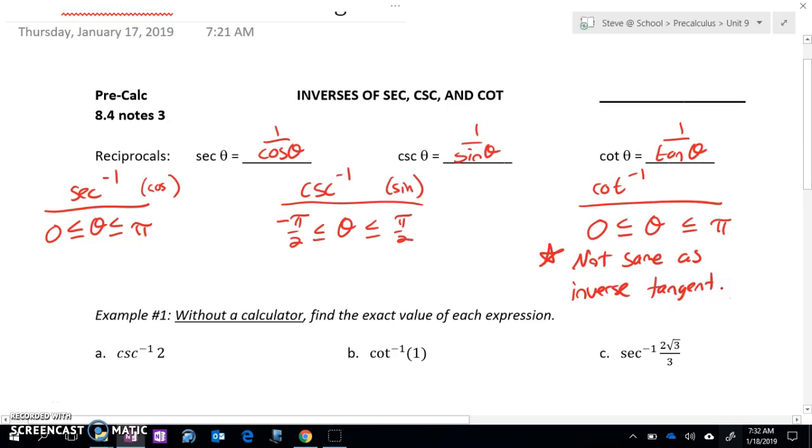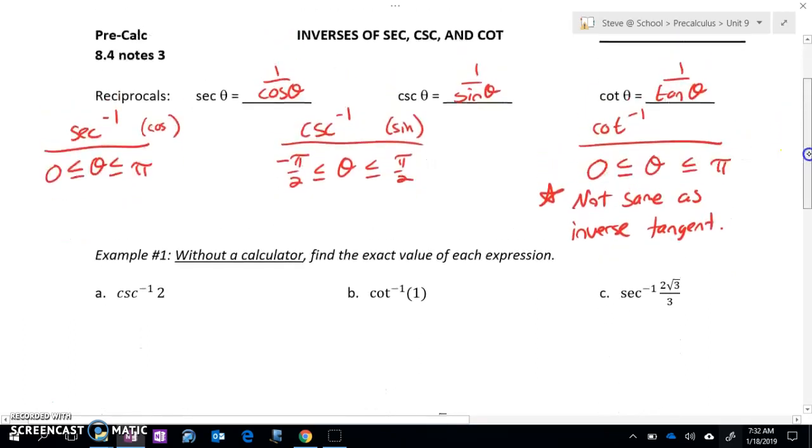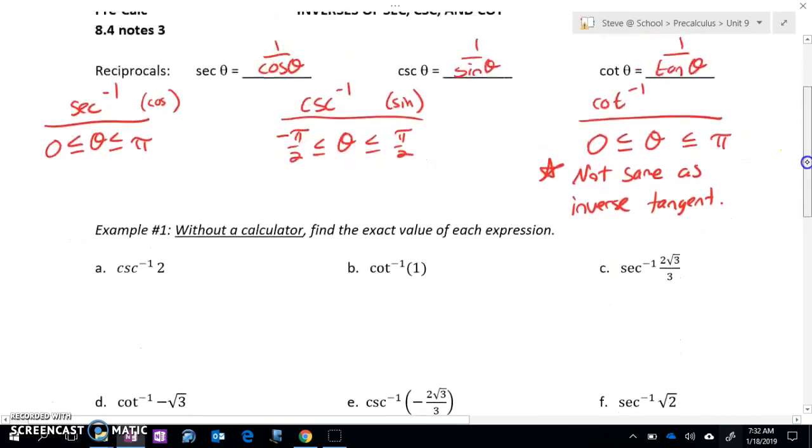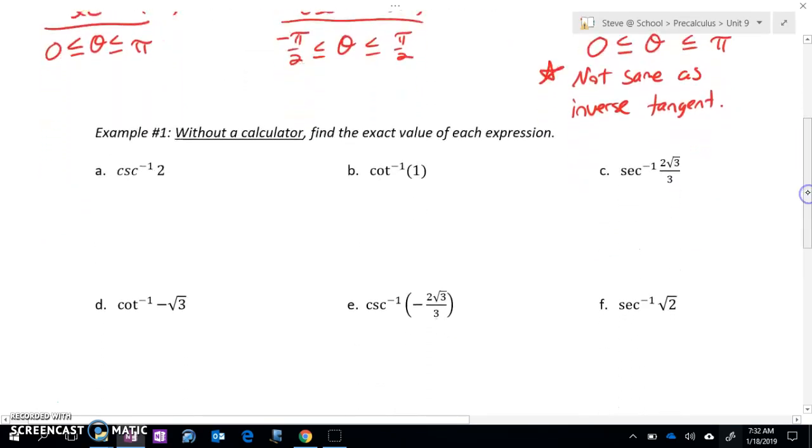Okay, so that's the only thing different here. So let's look at how these work. I'm going to just rewrite all these before we begin. So what you want to do is you want to flip these numbers back. So instead of cosecant inverse of 2, I want to know what the sine inverse of 1/2 is. So I'm basically rewriting the problem and turning it into sine.